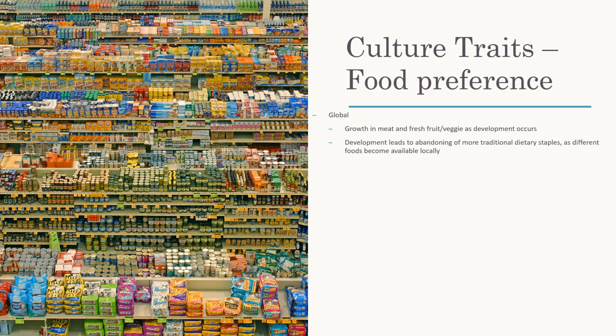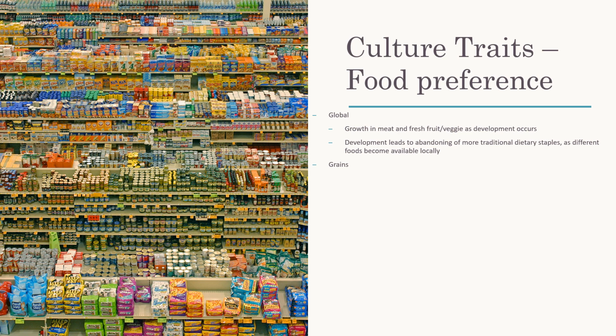We also see when development occurs is sometimes people will abandon some of those dietary staples as different foods become available locally, right? So through commodity change and trading with other countries, we might see this clashing of a different style of food and different food preferences, and those more local food preferences maybe taper off a little bit and become less prevalent.